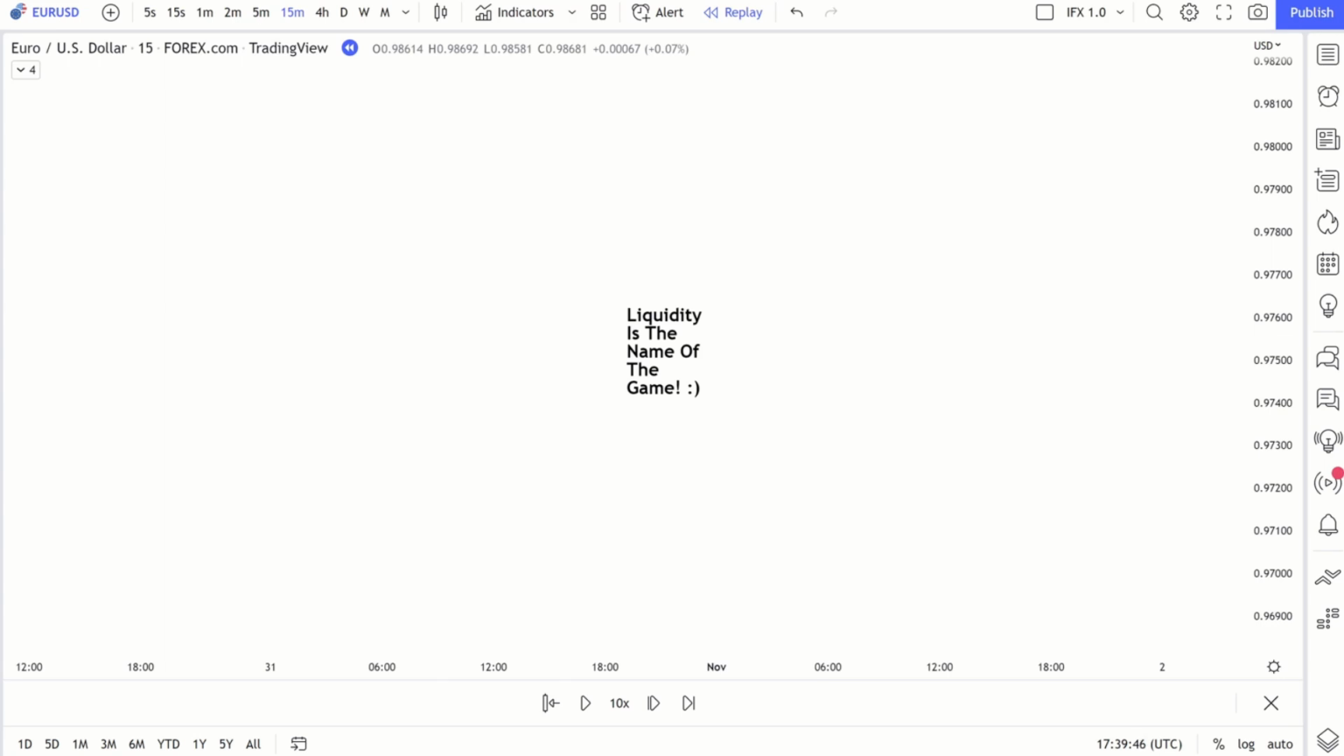Now, just before finishing off, just understand the name of the game is liquidity. So try and really improve your understanding of liquidity. How can you use liquidity? In this video, we looked at how we can use liquidity as targets.